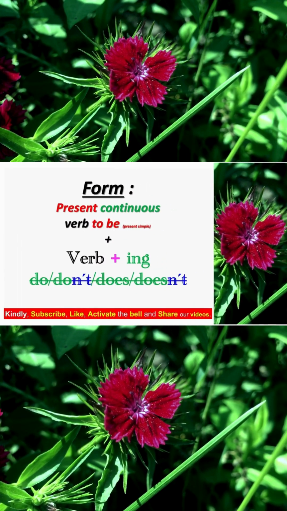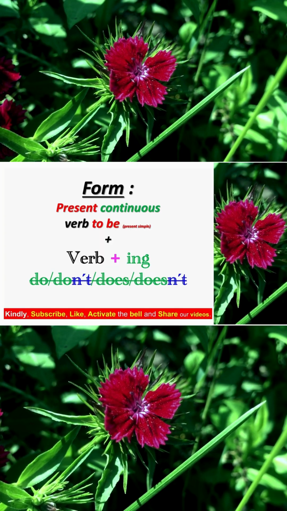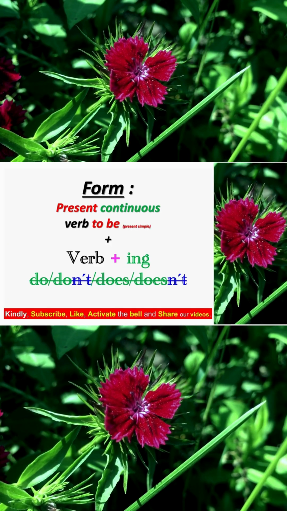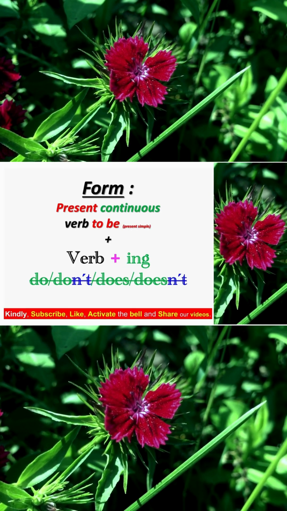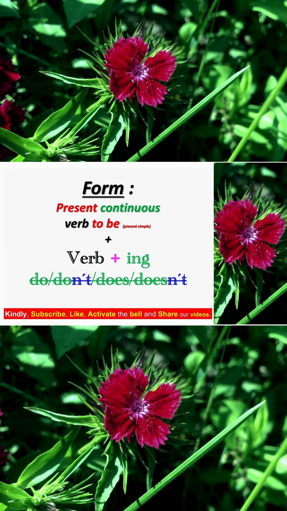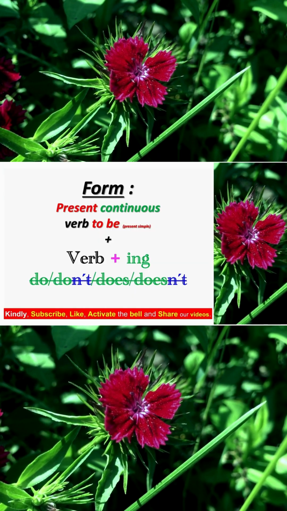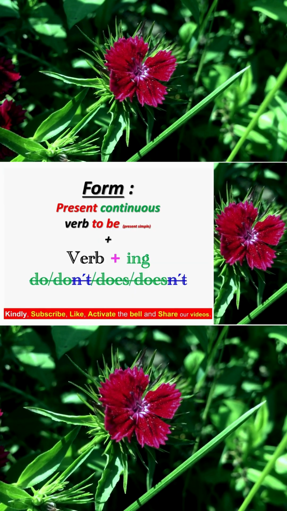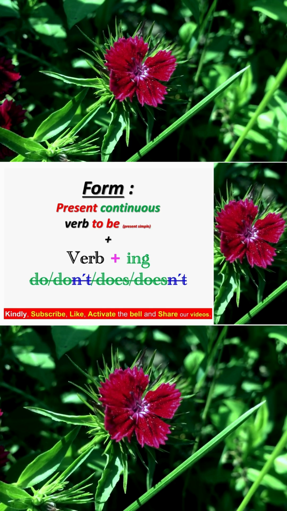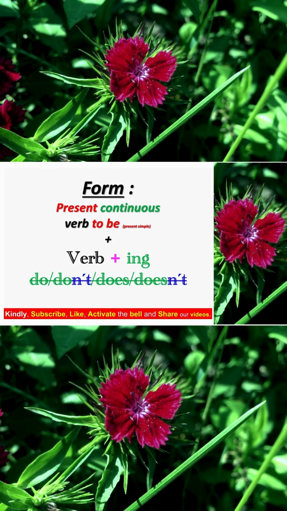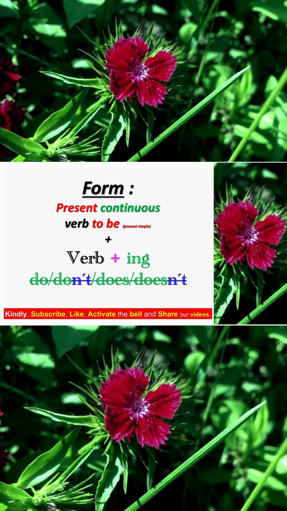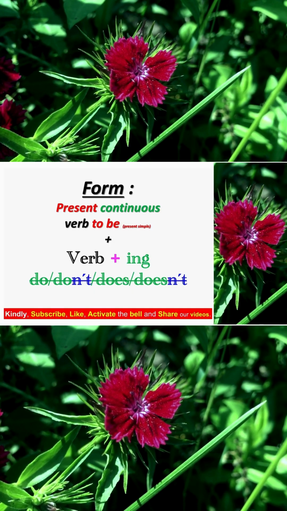The form of present continuous. So we studied present simple. In present simple, we have just one verb: I speak, I go, I eat. So just one verb. But remember, in present continuous, we have two verbs. So present continuous is verb to be in present simple, we are going to see in the lesson, plus verb plus ing. So this is present continuous.